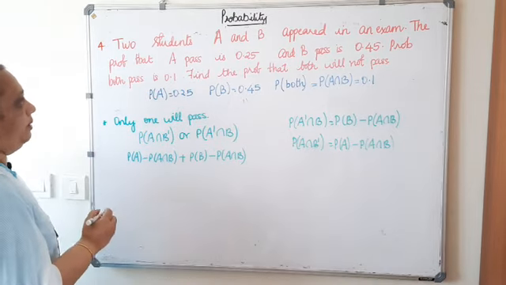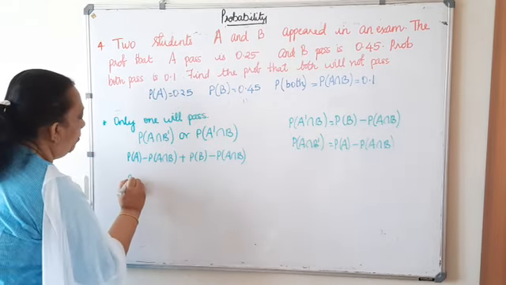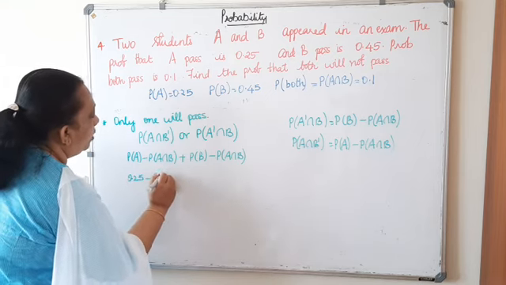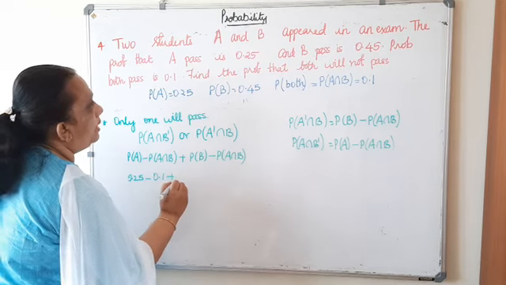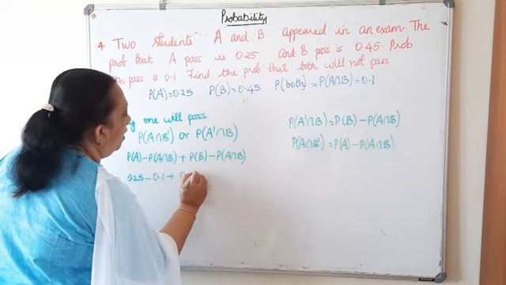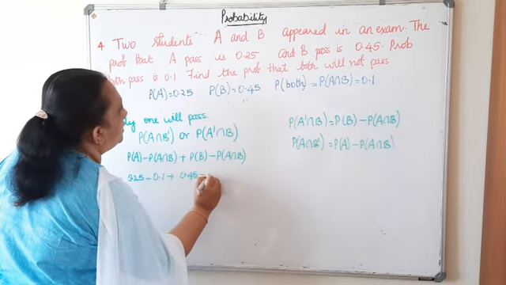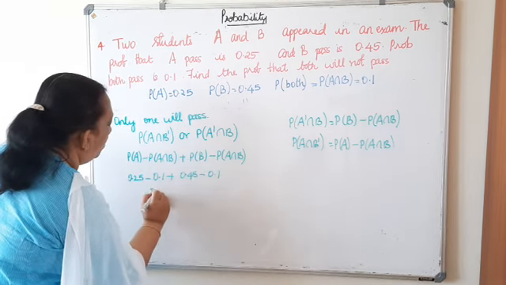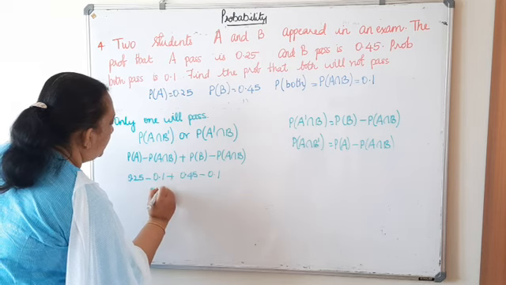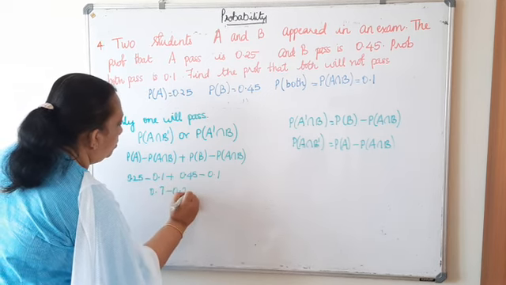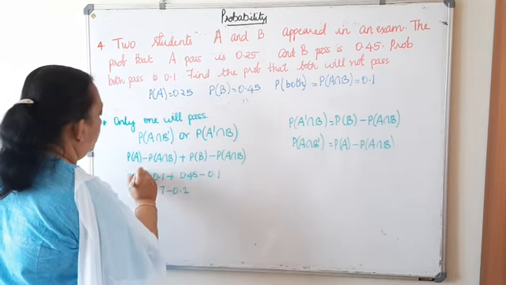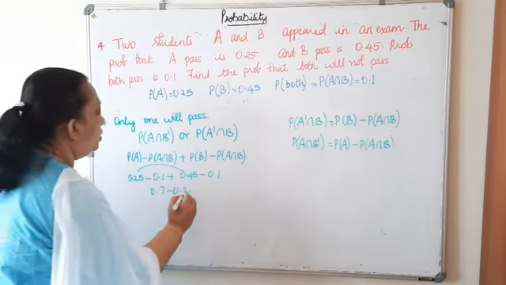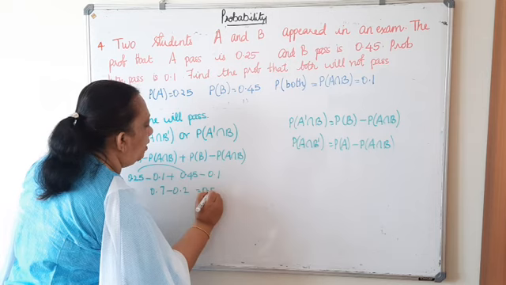What is P of A? P of A is equal to 0.25 minus P of A intersection B is 0.1, plus P of B is 0.45 minus P of A intersection B is 0.1. That is 0.7 minus 0.2.